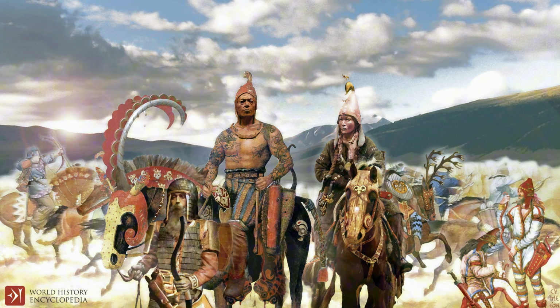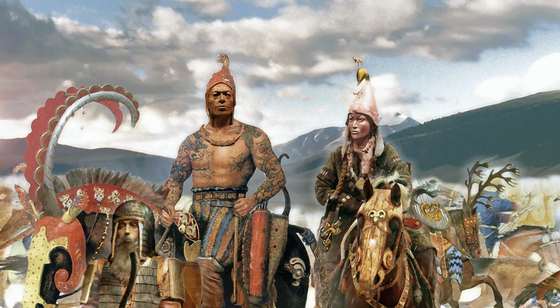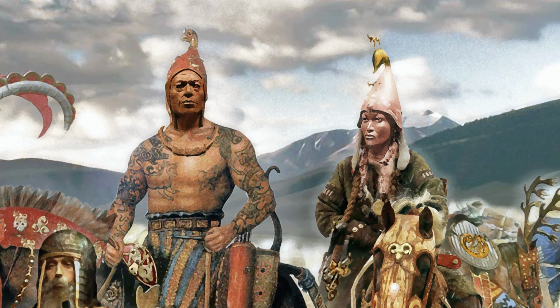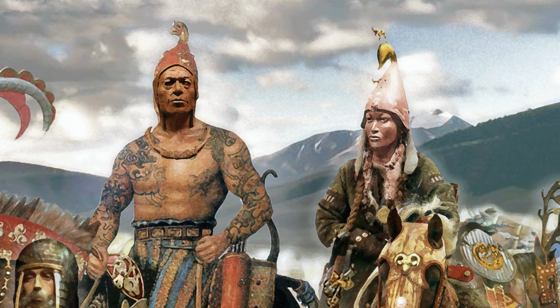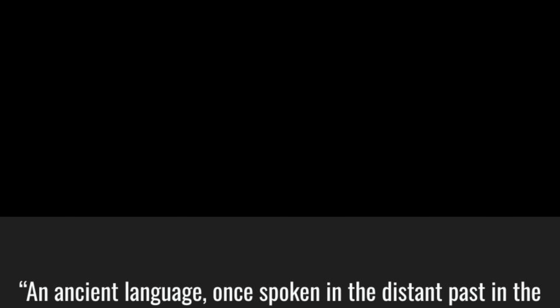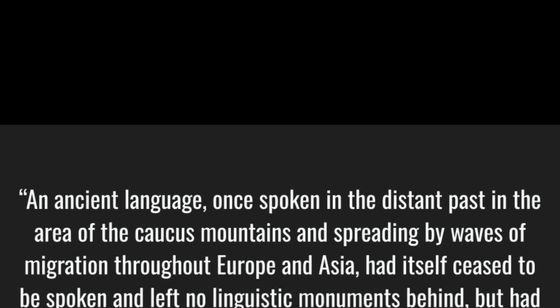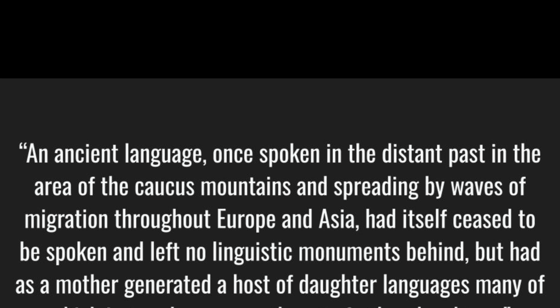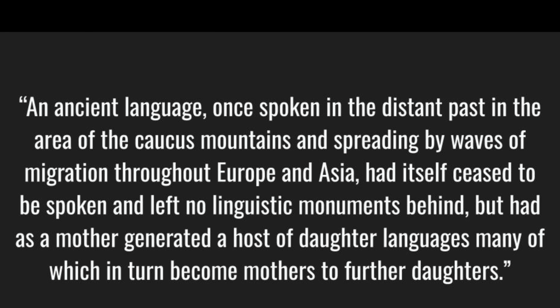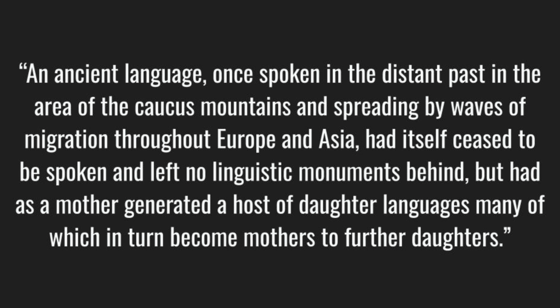This theory eventually developed into the Scythian theory by Marcus Cyrus von Boxhorn in 1647, which stated that ancient Persians and Germans were both descended from ancient Scythians around modern-day Ukraine. Then in 1686, Andreas Ure stated, an ancient language, once spoken in the distant past in the area of the Caucasus Mountains, and spreading by waves of migration throughout Europe and Asia, had itself ceased to be spoken and left no linguistic monuments behind, but had, as a mother, generated a host of daughter languages, many of which, in turn, became mothers to further daughters.